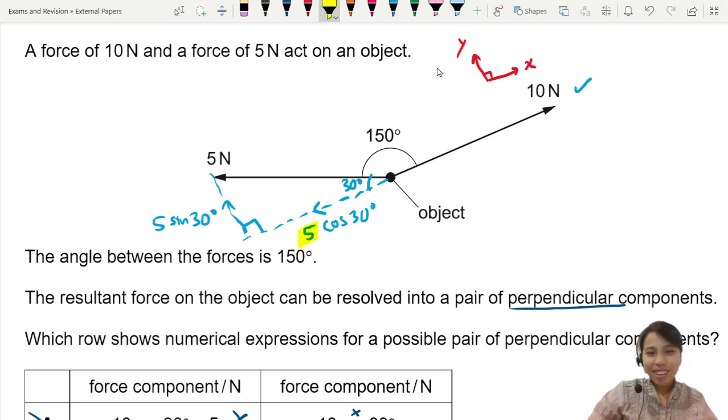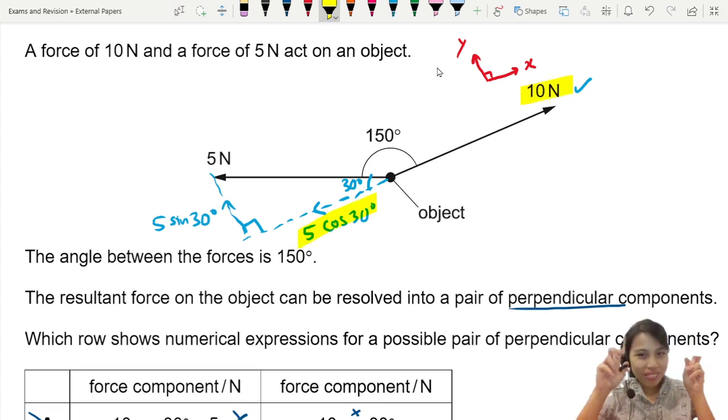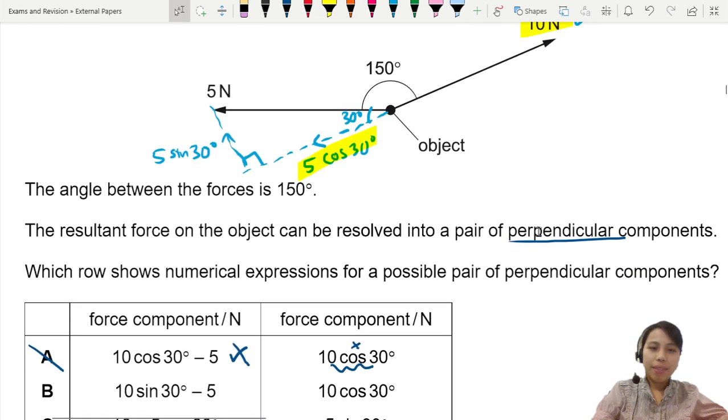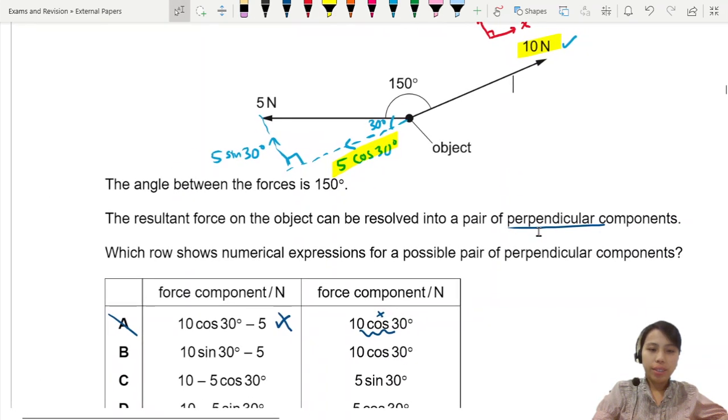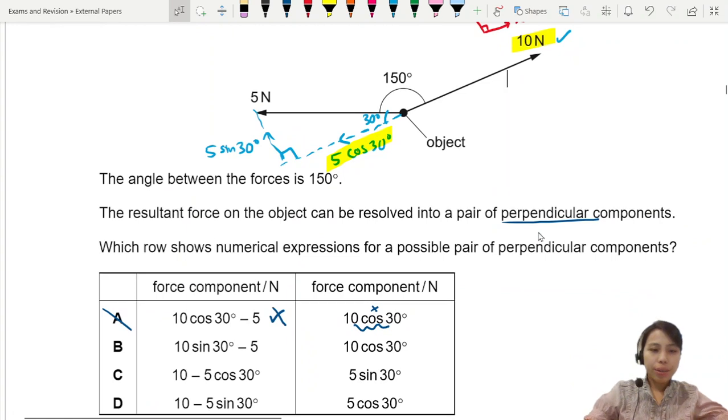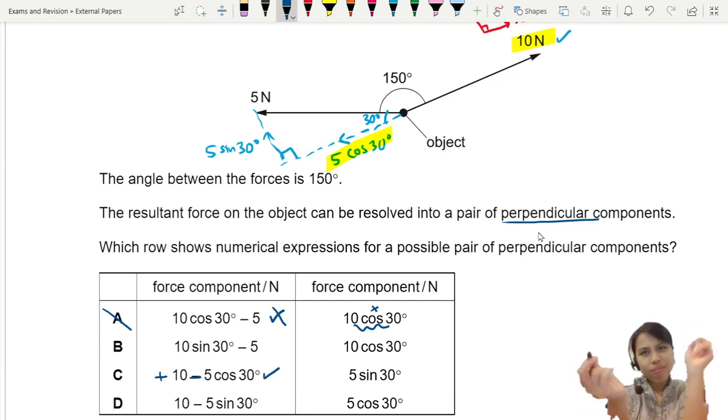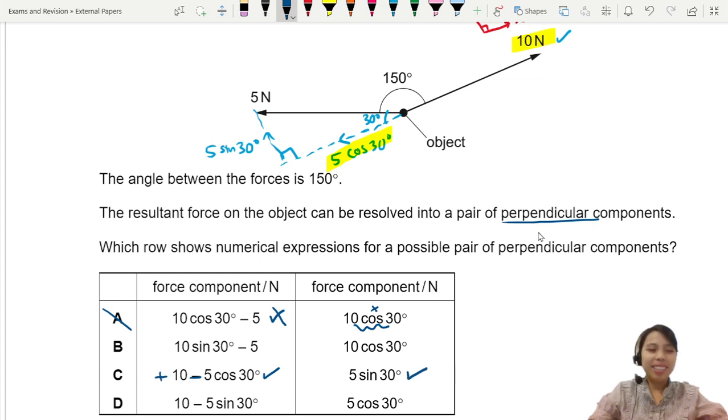Okay, now we check horizontal. Should have 10 and 5 cos 30. Let's check the answers. 10 and 5 cos 30. Yes, we have an answer. One is positive, one is negative because they point in different directions. Then the vertical should have 5 sine 30. Yes, now it's fully correct. So this one is how we can choose.